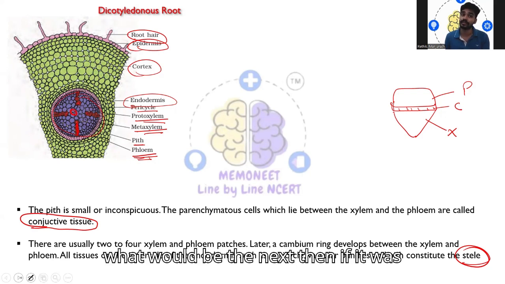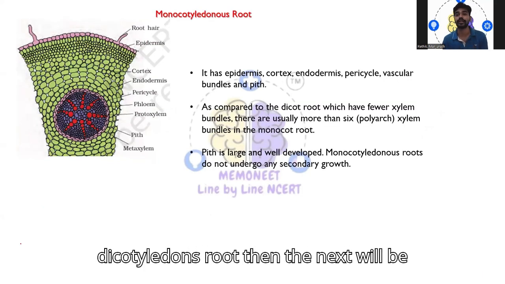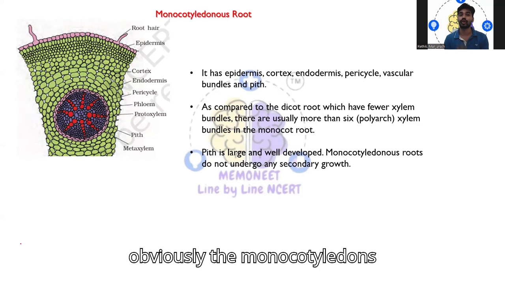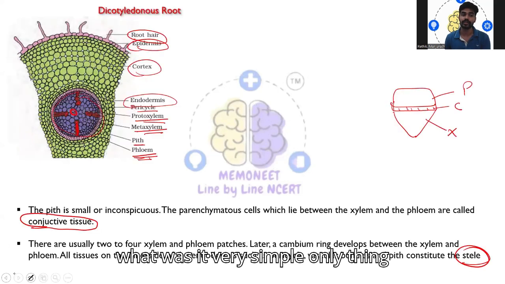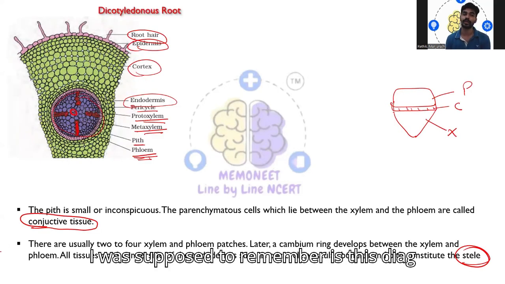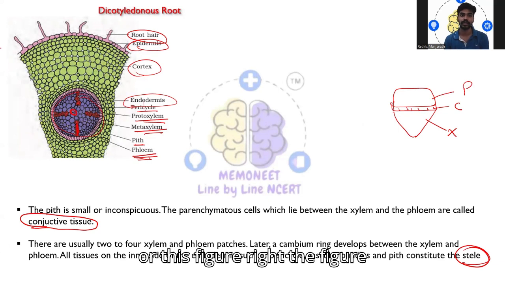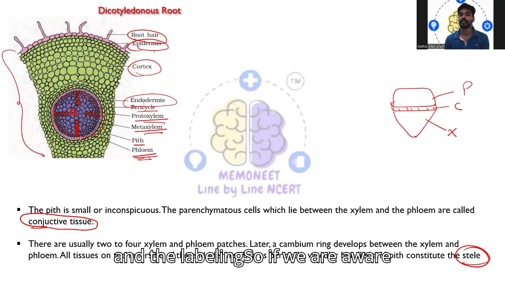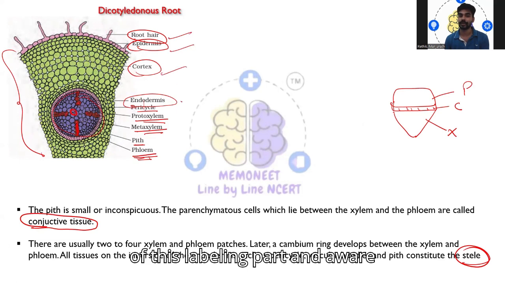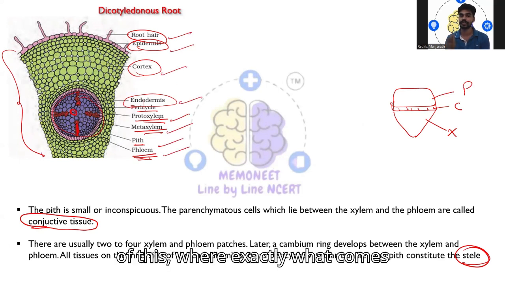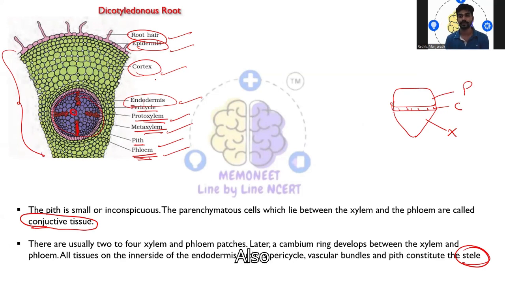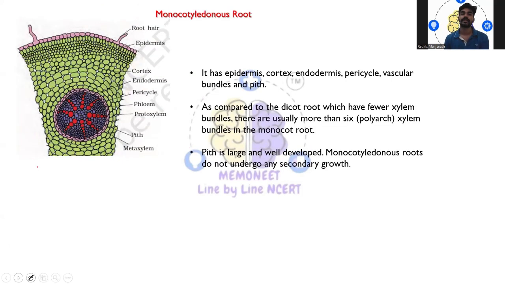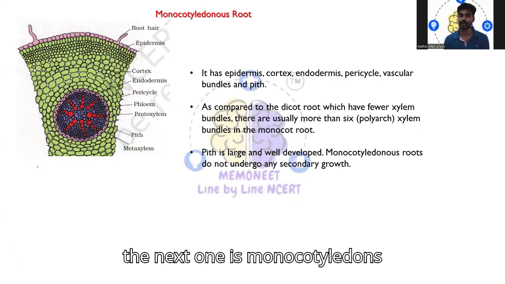So can we move to the next slide? If it was the dicotyledon root, then the next will obviously be the monocotyledon root. Was it very simple? The only thing I was supposed to remember is this figure and the labeling. If we are aware of the labeling and where exactly what comes after what, then it becomes easy to remember its function also. The next one is the monocotyledon root.